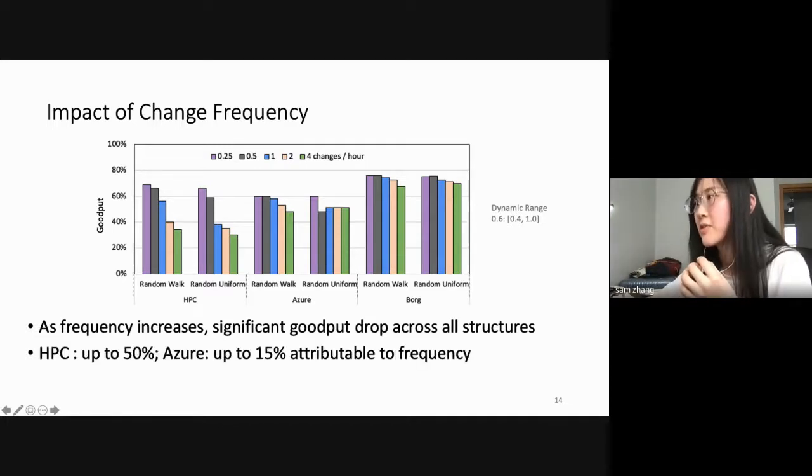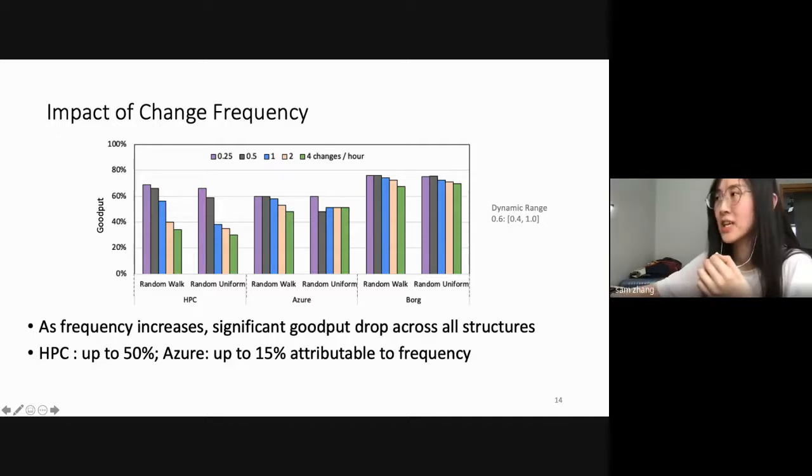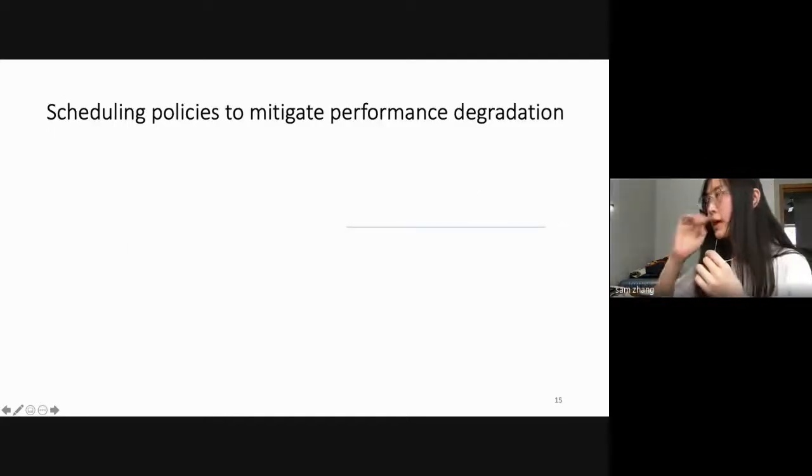But similarly for HPC, it's most sensitive, so it has up to 50% goodput degradation, whereas for the Azure workload, only 15% is attributable to frequency. And of course, Borg is even less sensitive compared to Azure because it has even smaller parallelism. So they are less sensitive, and the majority of them have shorter duration, making them even less sensitive.